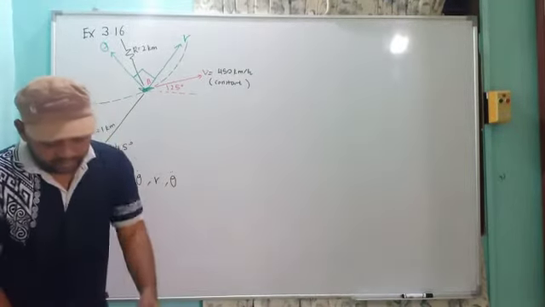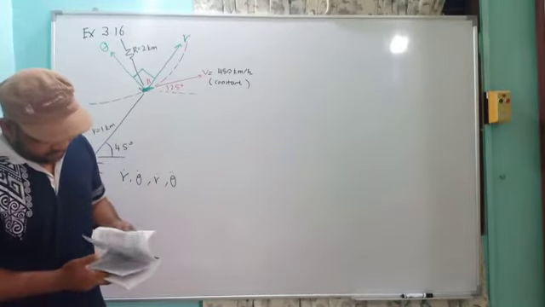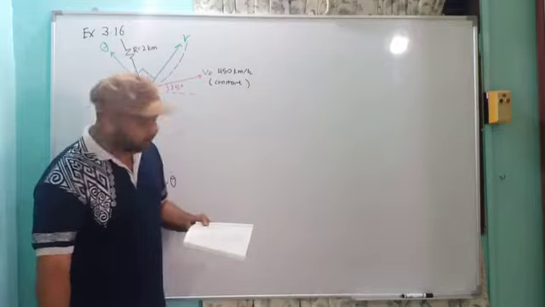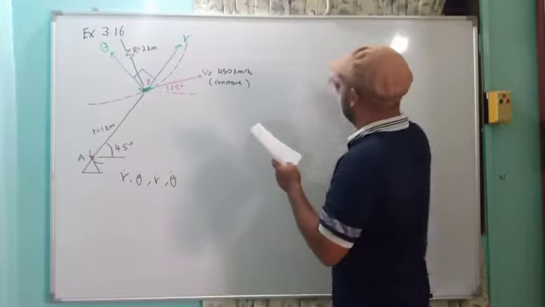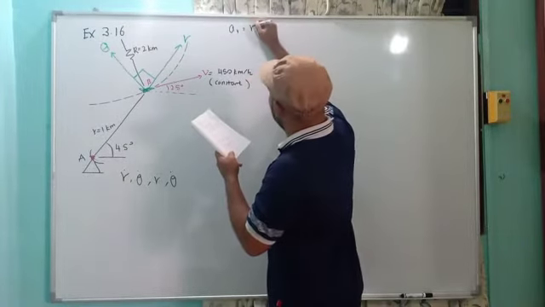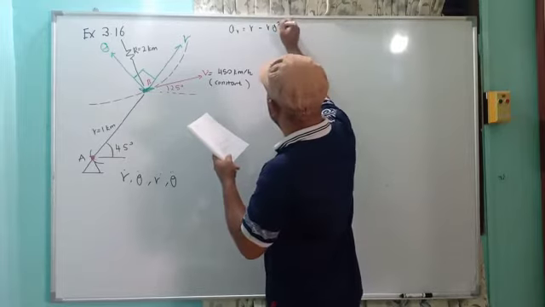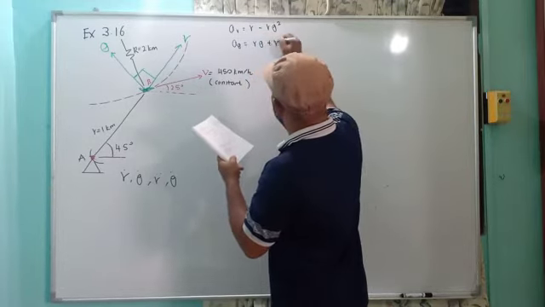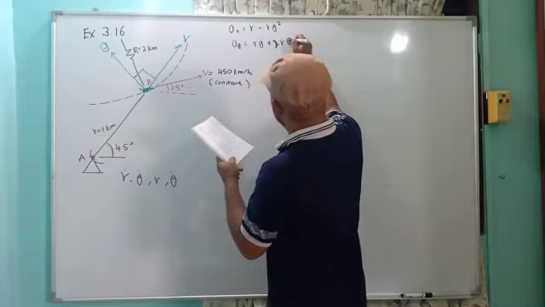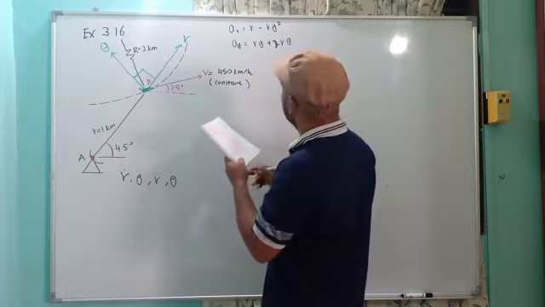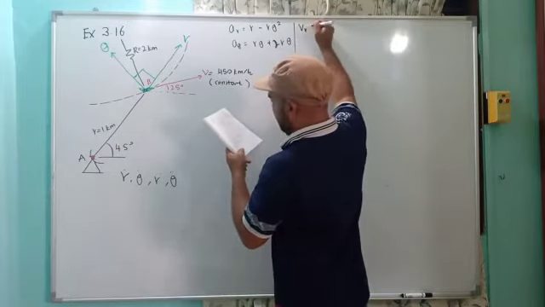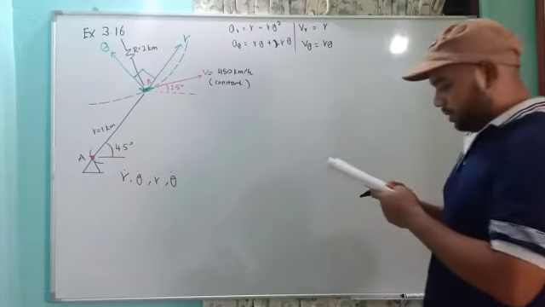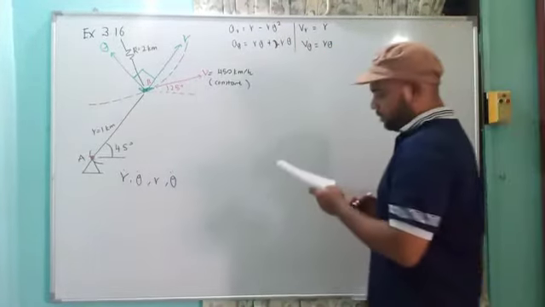Okay, so let me just write down the equations that we have, so that it is easier for us to follow. So we have a_r equal to r double dot minus r theta dot squared. a theta equal to r theta double dot plus 2 r dot theta dot. Then we have v_r equal to r dot, v theta equal to r theta dot. So you have all the equations there.